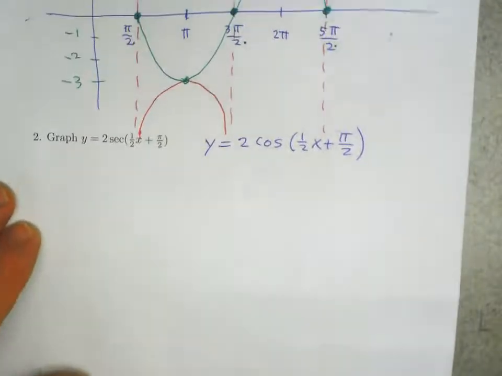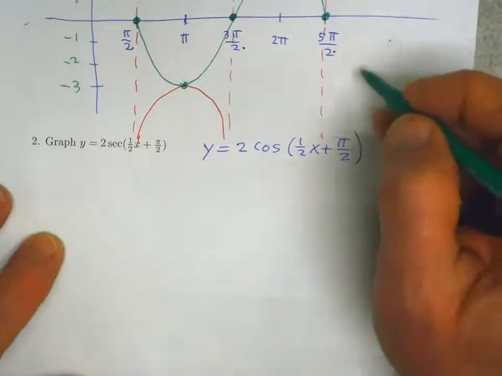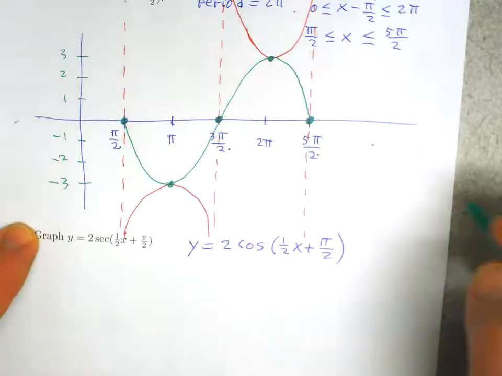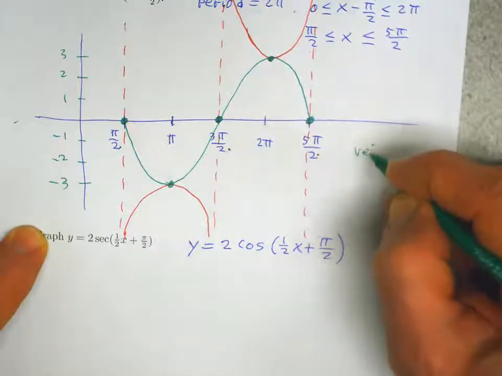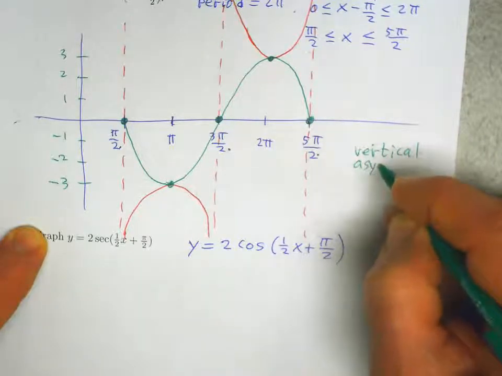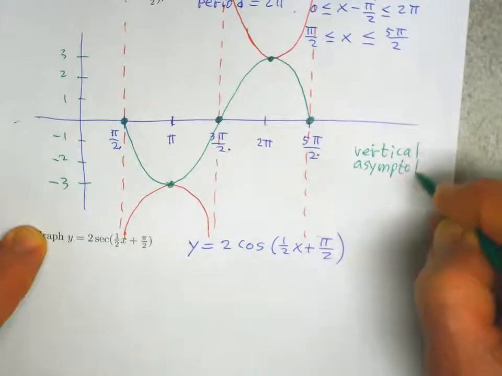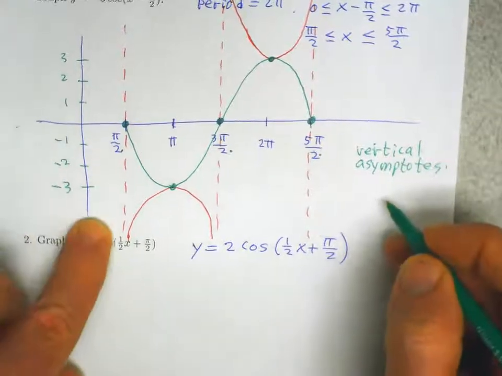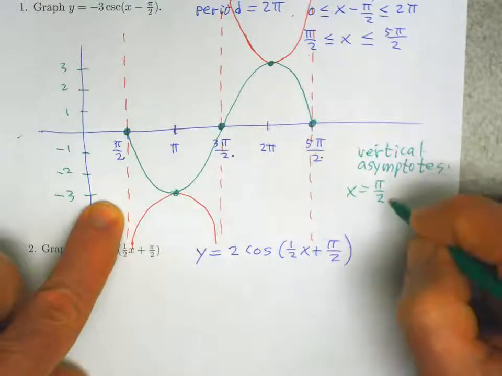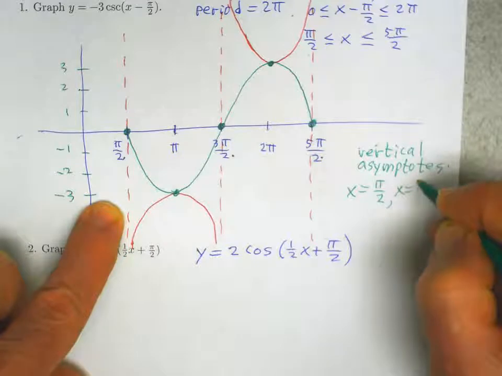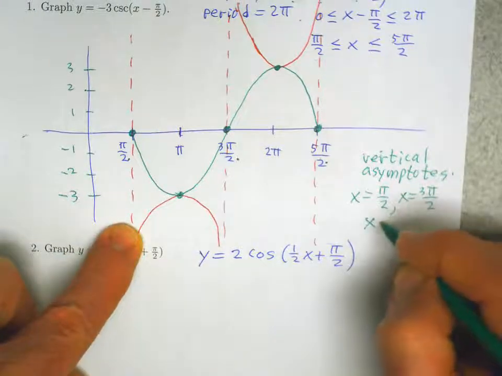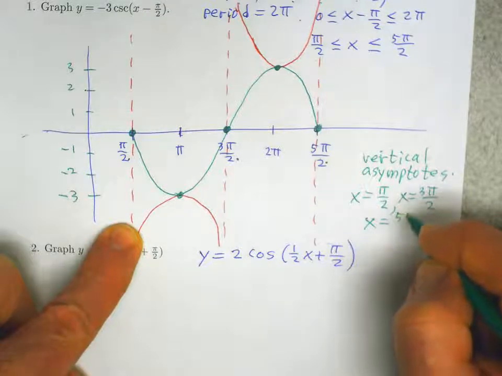Before I forget, up here I wanted you to be able to write the vertical asymptotes as equations. So the vertical asymptotes in this example written as equations, well, one of those is x equals pi over 2. That's the vertical line in the xy plane. X equals 3 pi over 2. And then the third vertical asymptote is x equals 5 pi over 2.